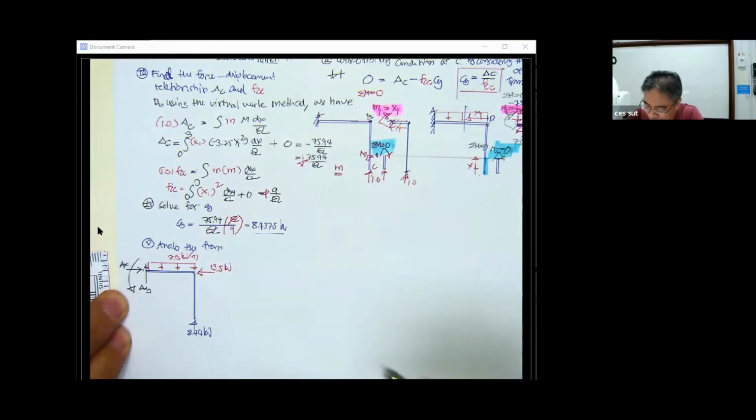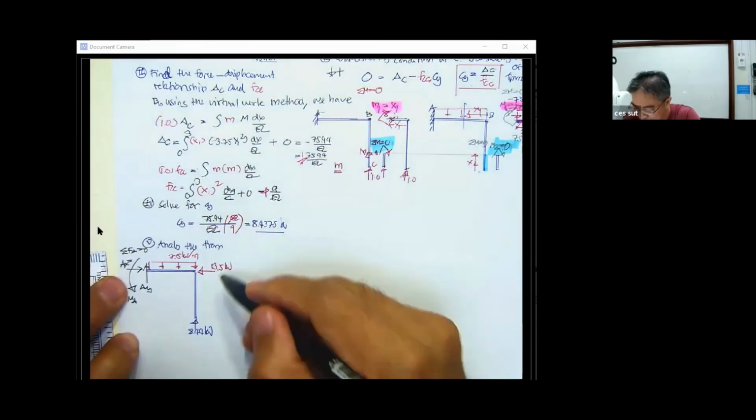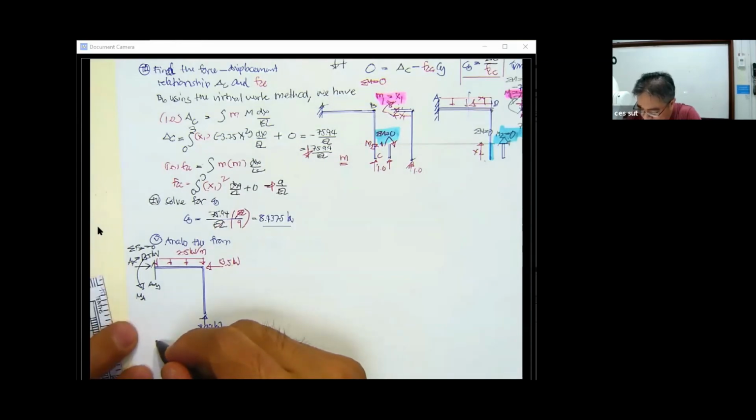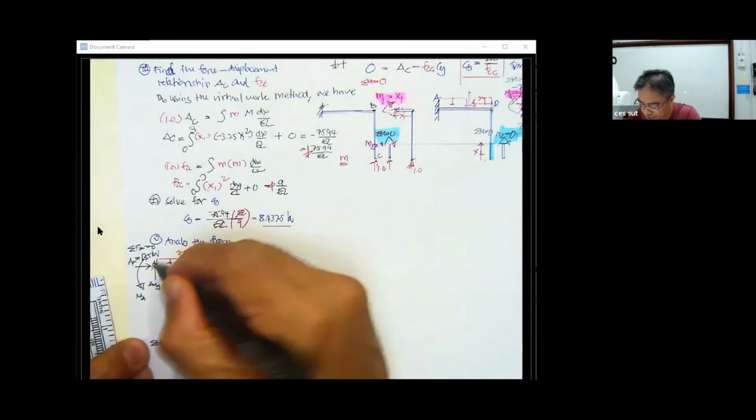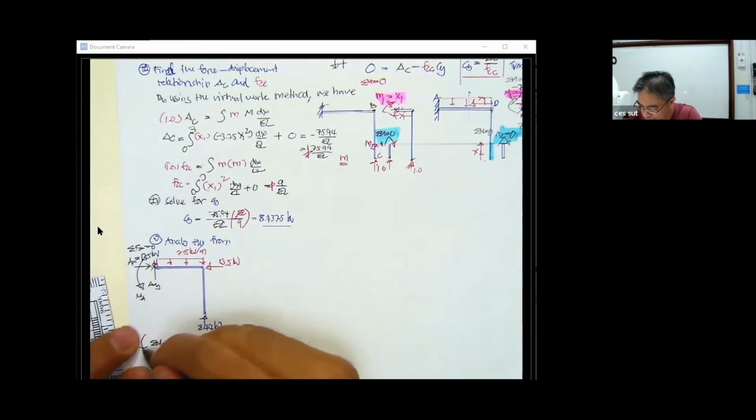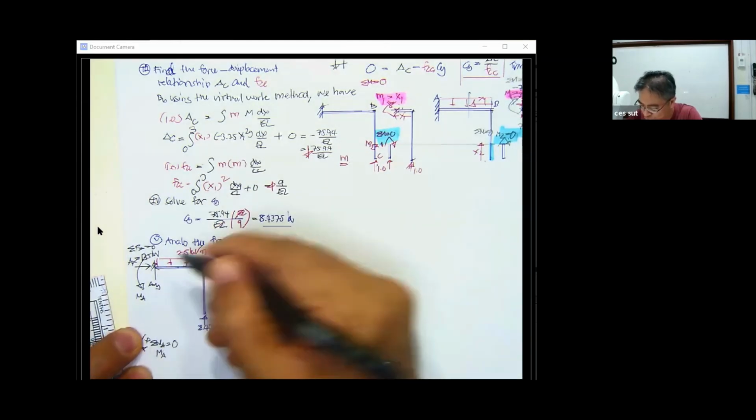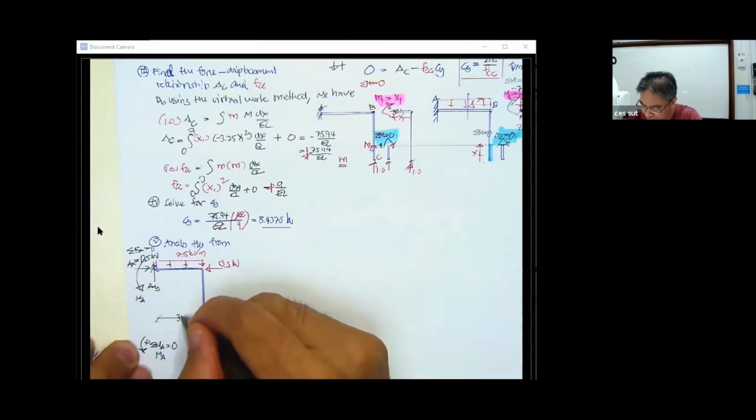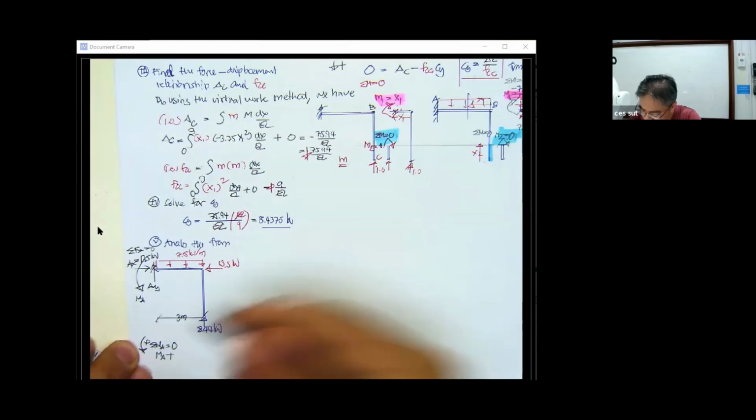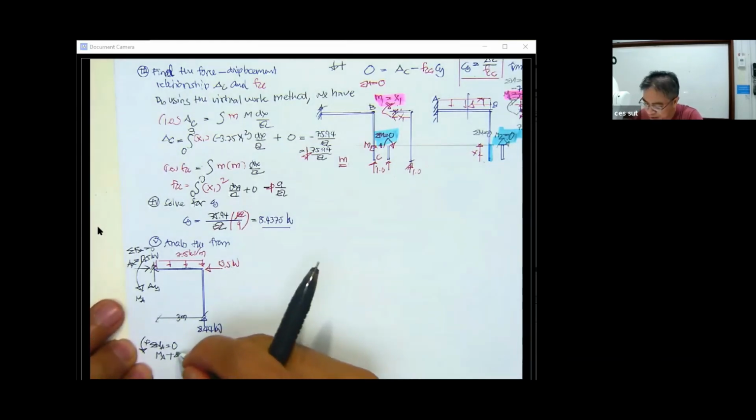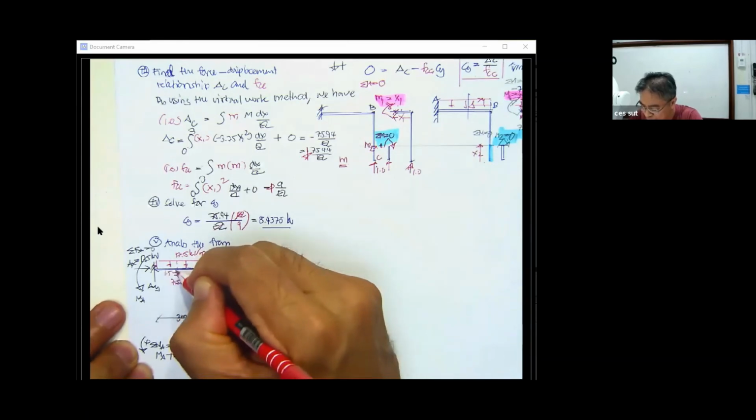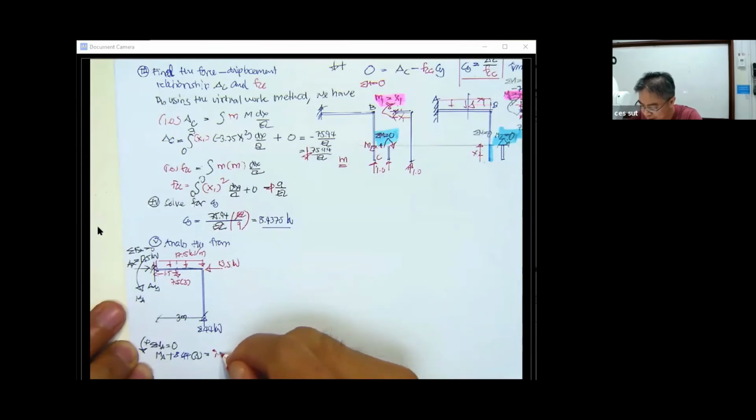If you do the summation of F sub X equal to 0, this A sub Y is going to be 13.5 kilonewton. And then if you do the summation of the moment at point A, take M sub A counterclockwise. This one produces no moment, and 8.44 will rotate in the same direction. So plus 8.44 times 3 is equal to 7.5 times 3 times 1.5.